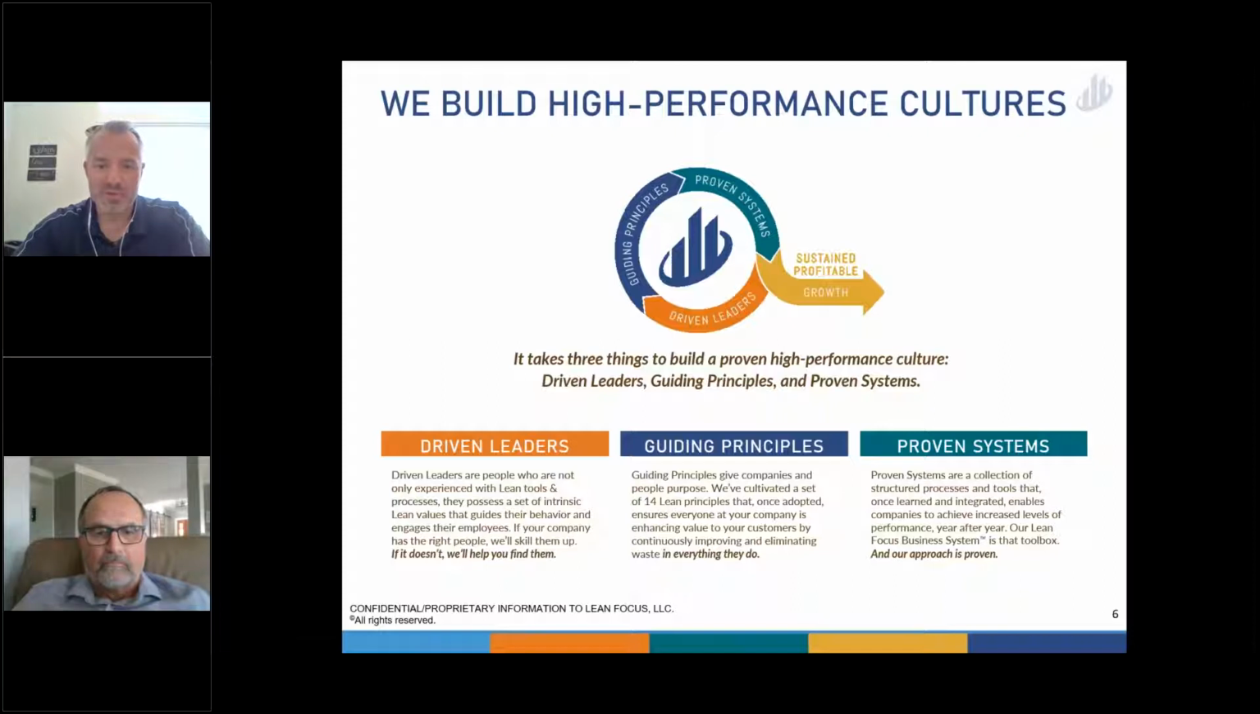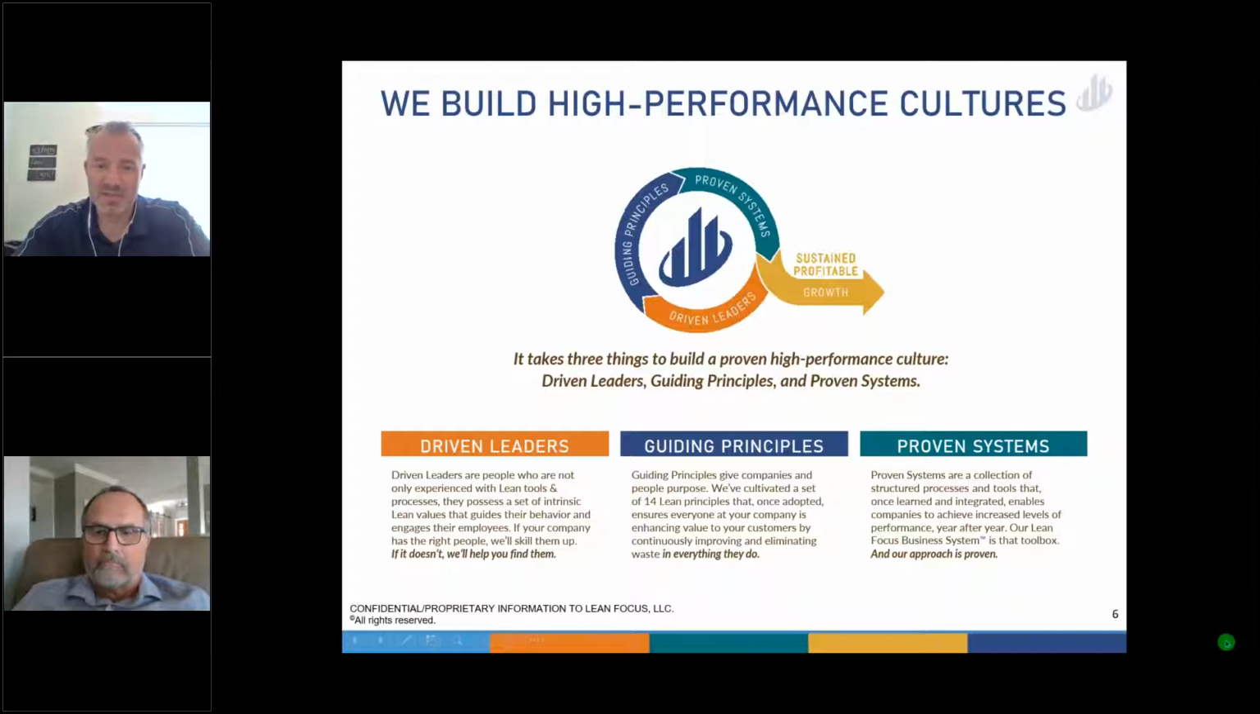Then guiding principles are the ways of working inside of a company that need to change in order to exhibit the behaviors that are aligned with this lean business system approach. And lastly are the tools and systems themselves that are available for employees to leverage to solve problems in their organization to help those companies realize the performance that they aspire to achieve.